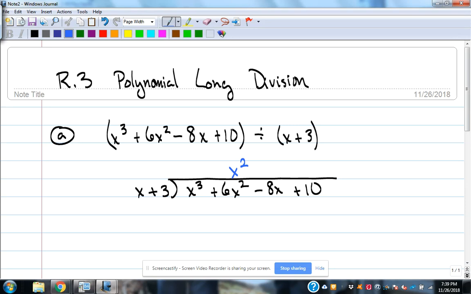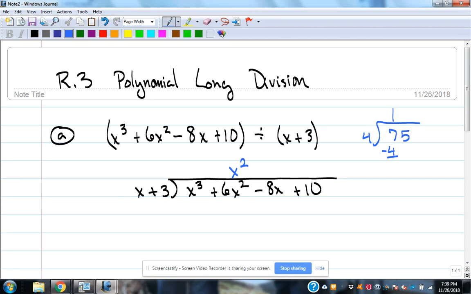The next step, when we did long division with numbers, you said, okay, well, if I was dividing 4 into 75, I'd say 4 goes into 7 one time, and then what did I do with that 1 and that 4? You times it out. 1 times 4 is 4, and then you subtract it. Same thing's going to happen here. You're going to multiply this out.